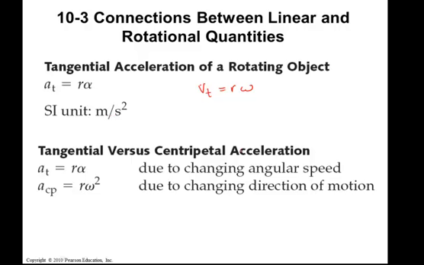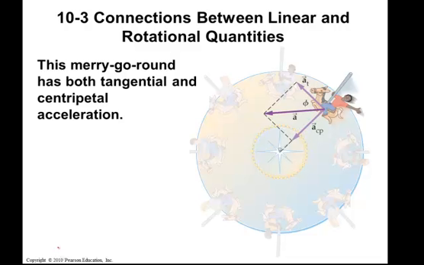And tangential versus centripetal, this is tangential, and then this would be our centripetal. So be cautious if they're asking you for centripetal or tangential. All right, this merry-go-round has both tangential and centripetal acceleration. So in this case, we can see our centripetal is the one towards the center, and then we see this acceleration as it's speeding up, the tangential acceleration.